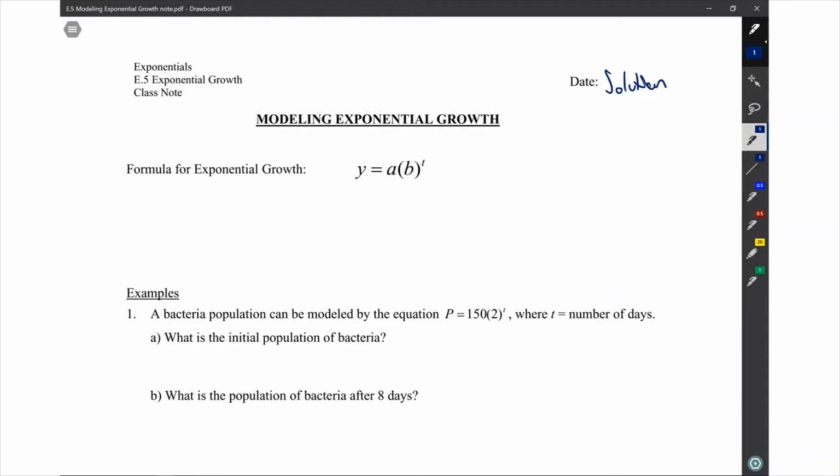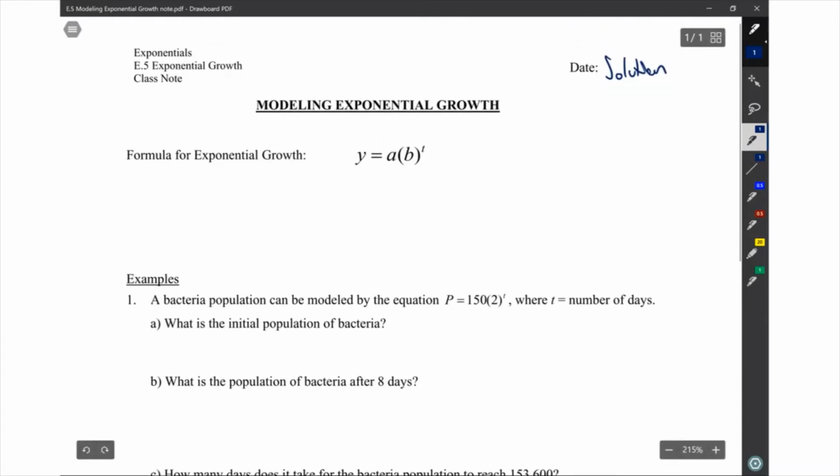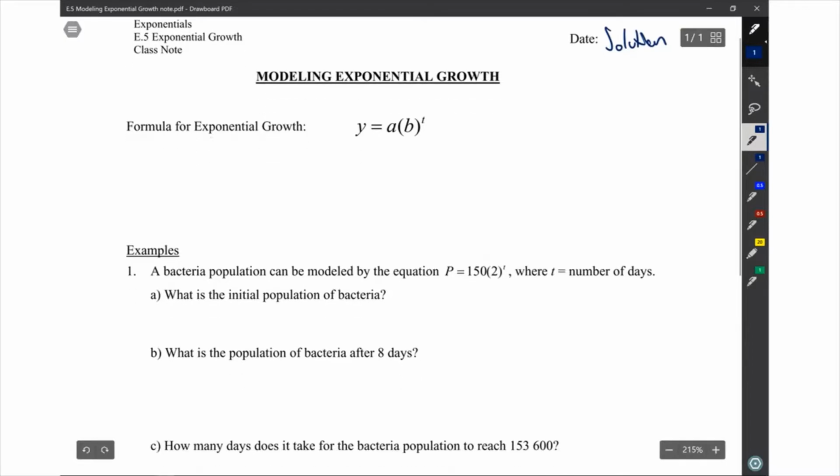Okay, so this should be our shortest video of the day. We're going to talk about modeling exponential growth. We just started graphing exponentials, and we're going to take a look at some actual applications, some real life connections to what we've been doing here.